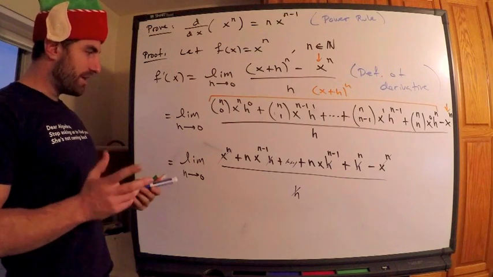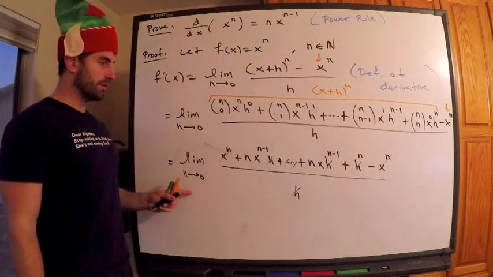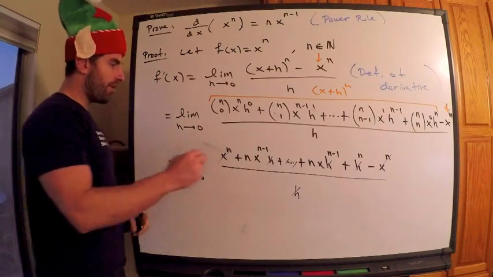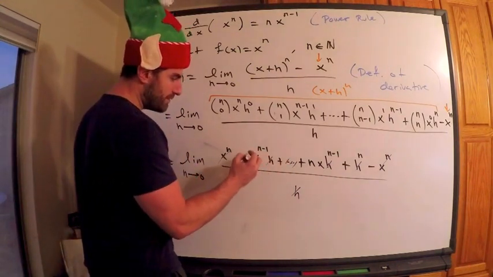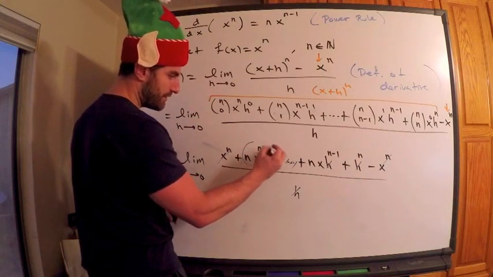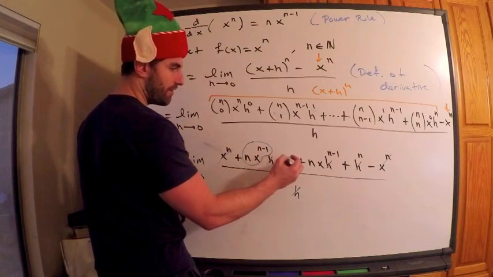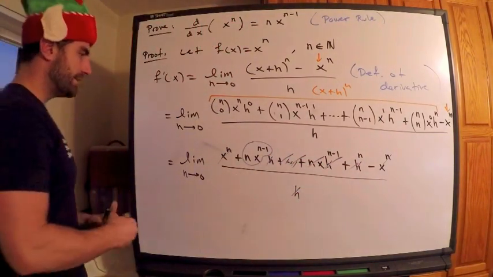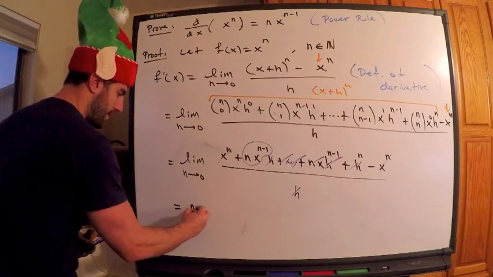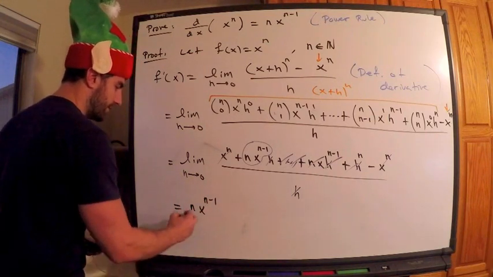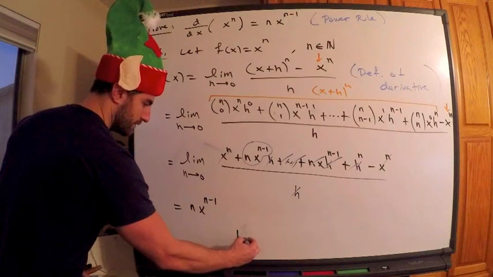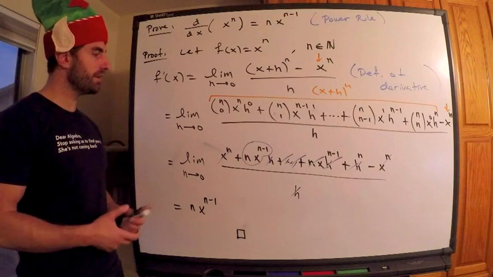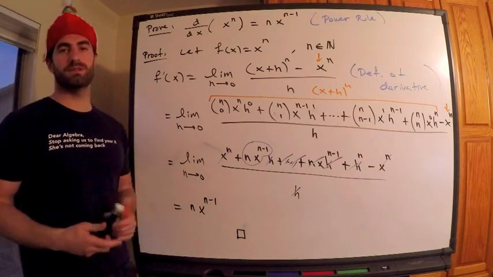If you think about this for a second, we're done, because look what's going to happen. I'm taking h to 0. If I take h to 0, this is the only one that does not have h. All of these are going to be gone. Take h to 0. This is equal to n x to the n minus 1. That completes the proof. Fill in the details if you like, but you should be convinced. All right.